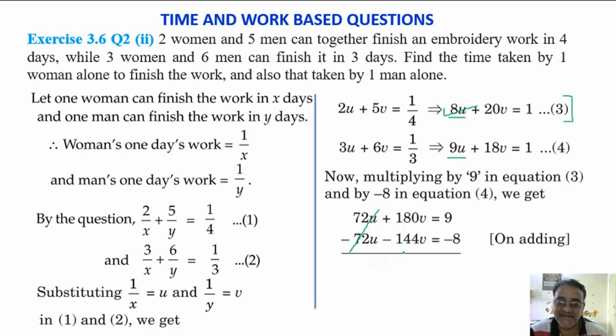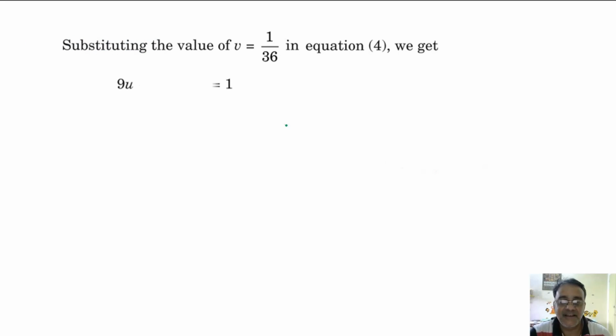What you will get here? 36v is equals to 1. So what is the value of v? 1 by 36. So 1 by 36 we will substitute here, because 36 is a multiple of 18. So we'll get 9u plus 18 into 1 by 36. So ये इसको cancel कर सकते हैं.